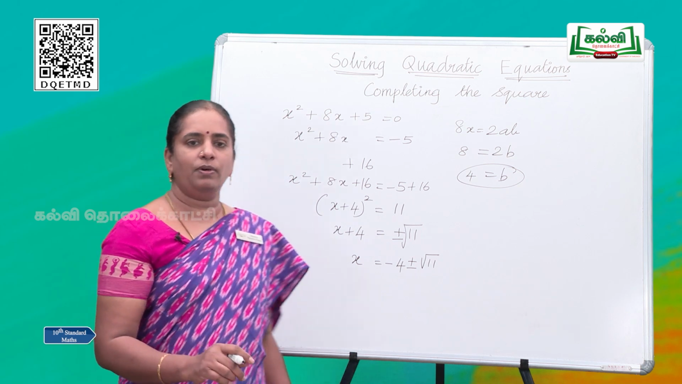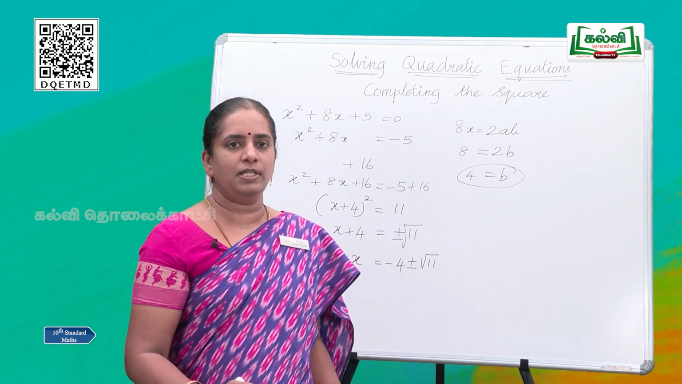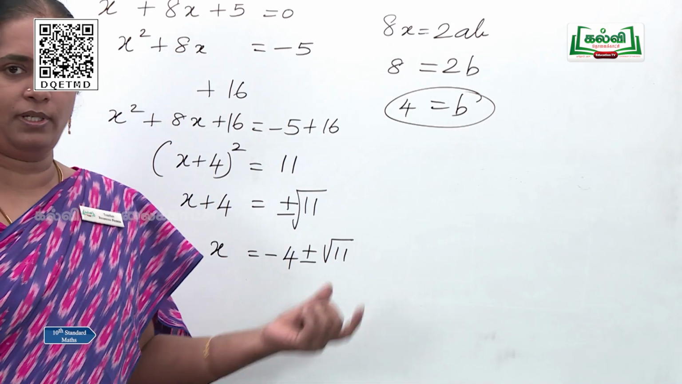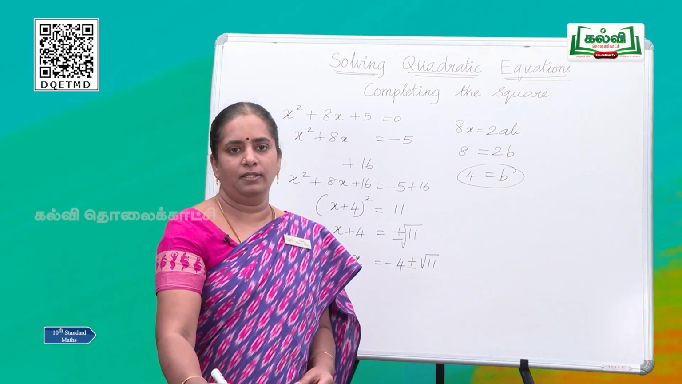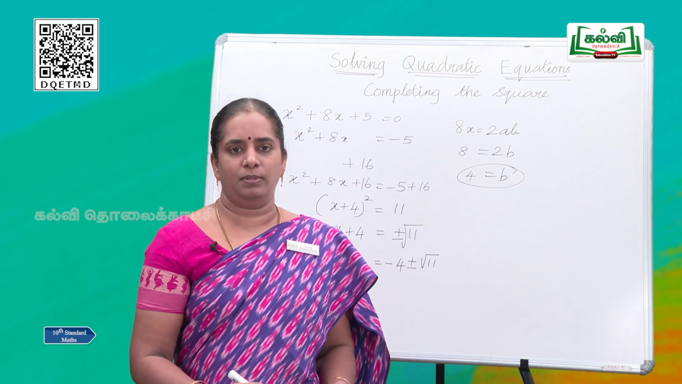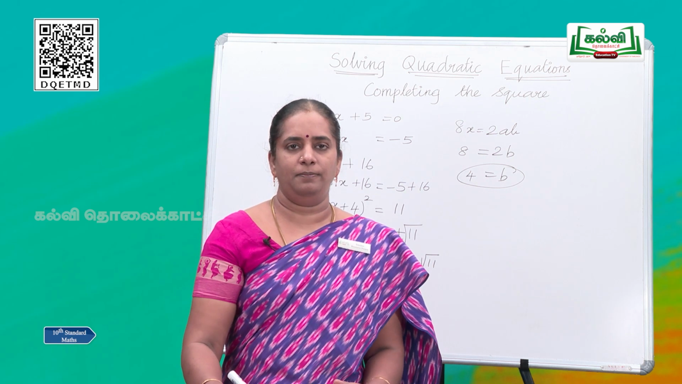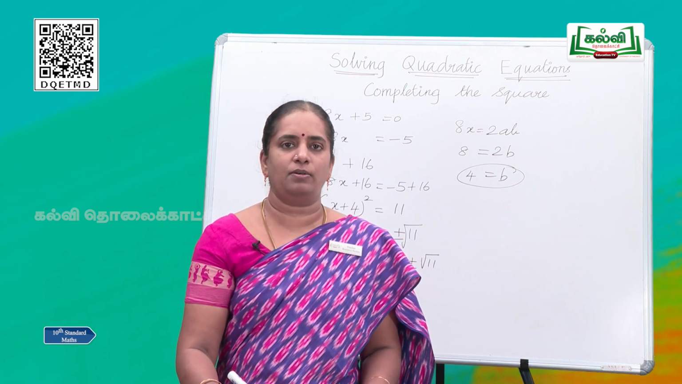So, for any quadratic equation we have two solutions, you know very well. What are the two solutions here? One is minus 4 plus root 11, the other one is minus 4 minus root 11. So, in the case of solutions with irrational numbers, we will be using the completing the square method. For any given equation, we may use this completing the square method.